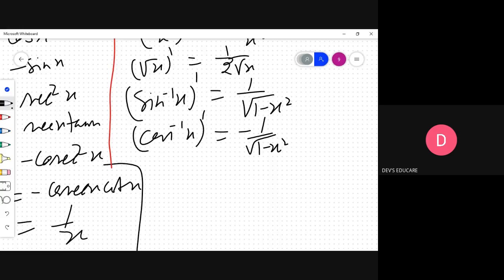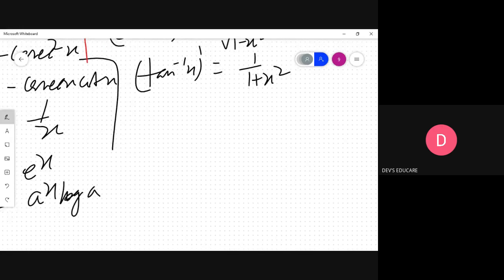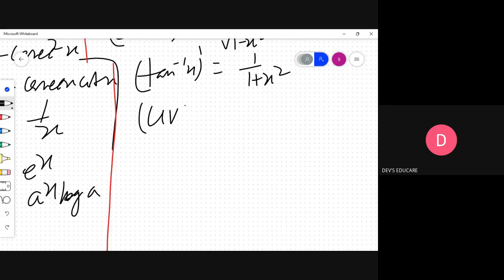And derivative of tan inverse x is 1 upon 1 plus x square. Apart from that, there are two special rules. The first is the product rule, that is u dash v plus v dash u. This is called the product rule.